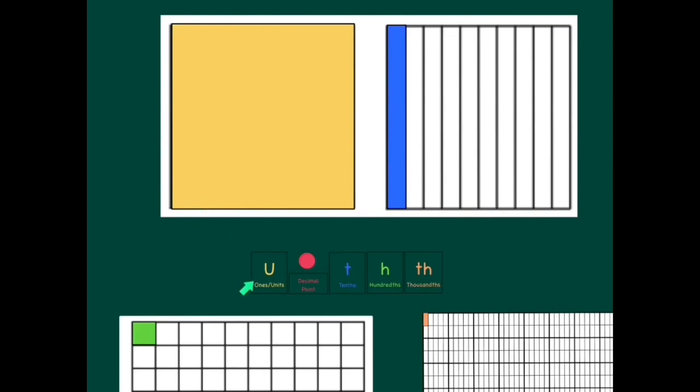Here I have one unit, one whole one, this yellow block. Beyond the decimal point, I've taken this one unit and split it into 10 equal parts. Let's count them. 1, 2, 3, 4, 5, 6, 7, 8, 9, 10. And I've shaded in one of them, this blue one here. That's 1/10, and it belongs in this column here, the tenths column.